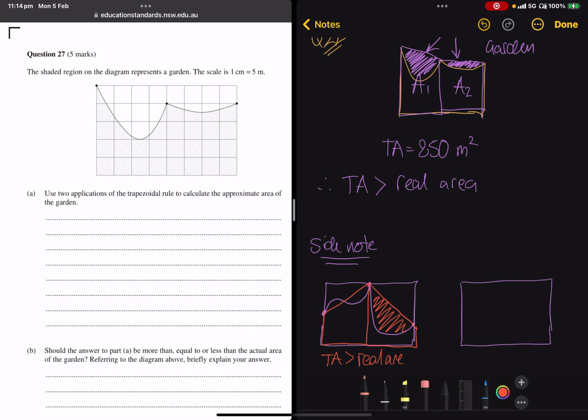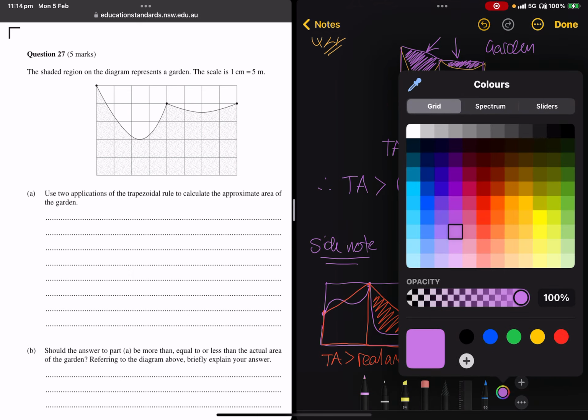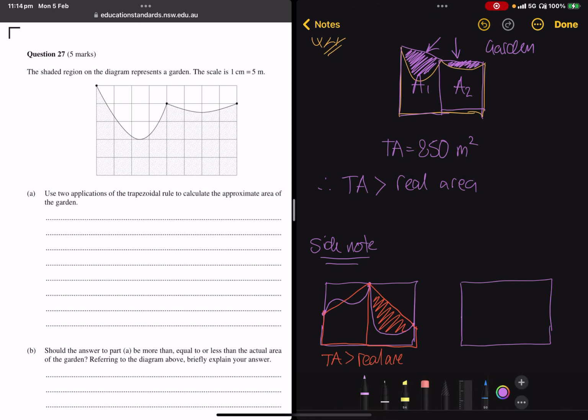So if we have a look at a similar shape over here, we might have something like this that curves up and then it curves down like this. If we used trapezoid rule here, so again we'll get our red out, here to here and down, here to here and down, this would underestimate. Here the trapezoid areas would be less than the real area of the garden. It would underestimate because now we're missing two bits that the trapezoid rule is not considering.